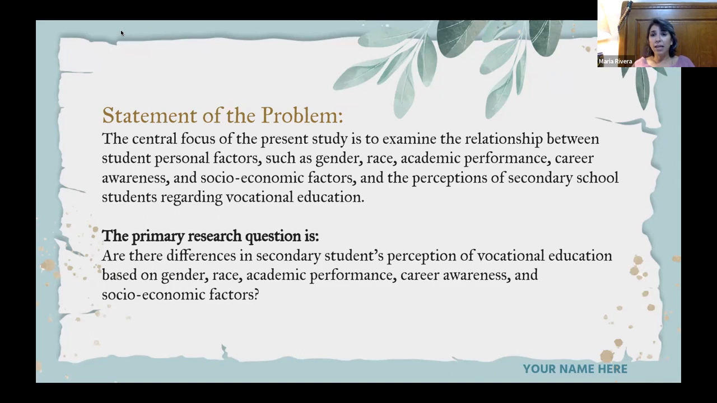So the central focus of the present study is to examine the relationship between student personal factors such as gender, race, academic performance, career awareness, and socioeconomic factors, and the perception of secondary school students regarding vocational education. The primary research question is, are there differences in secondary students' perceptions of vocational education based on gender, race, academic performance, career awareness, and socioeconomic factors? These are the 2 titles that I'm proposing. I would really appreciate your feedback.